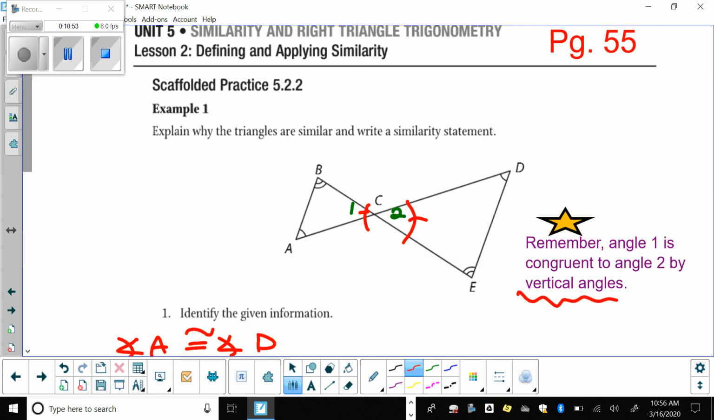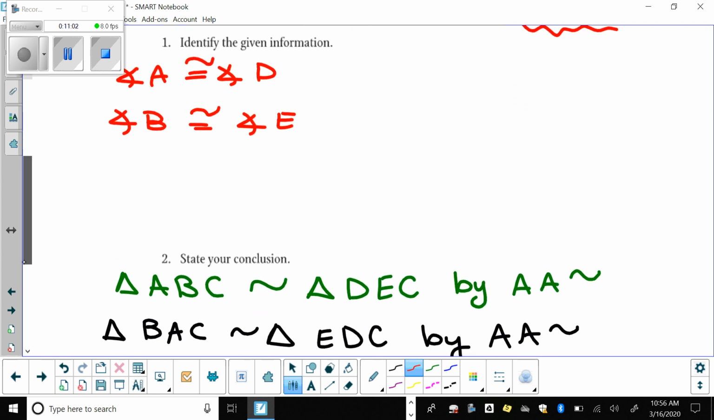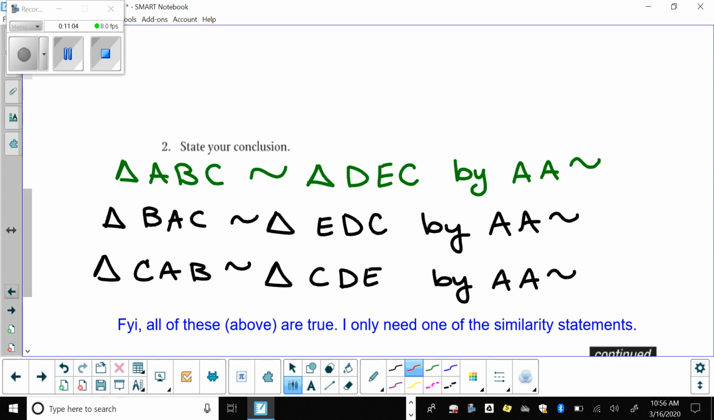Now what's given to you is angle A is congruent to angle D, angle B is congruent to angle E. So my conclusion is the triangles are similar to each other by AA similarity. And then these are considered the similarity statements. All of these are true. Like I wrote in my side note, I only need one of them. So if you just gave me this one, that is totally fine. If someone else gave me that one, great. I just need one similarity statement.